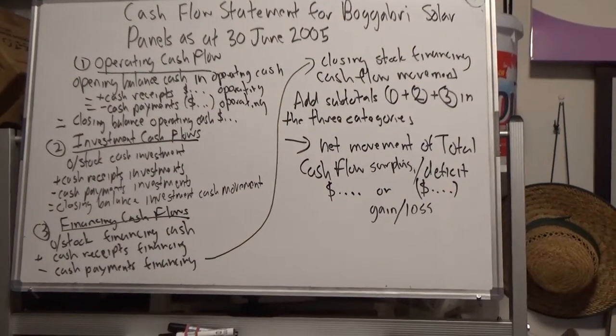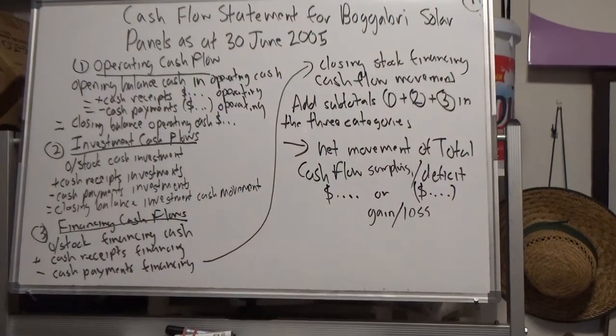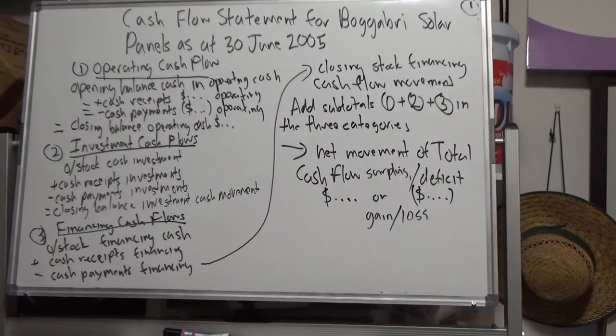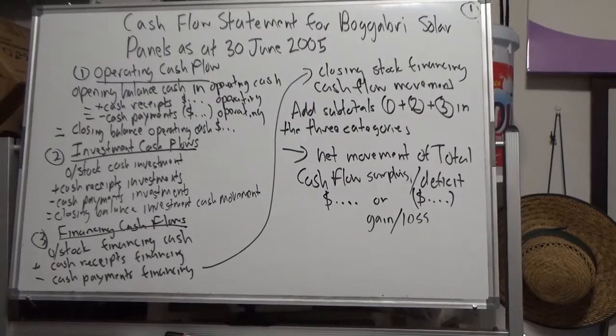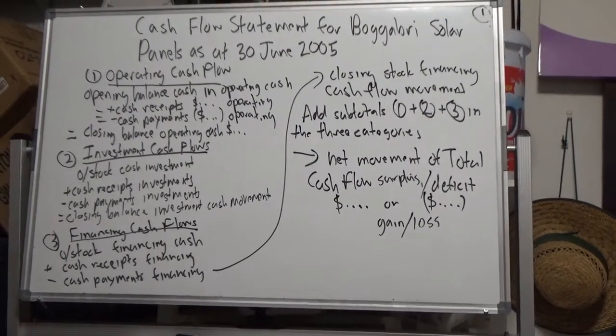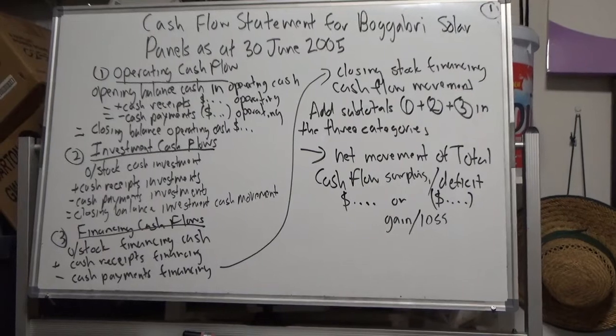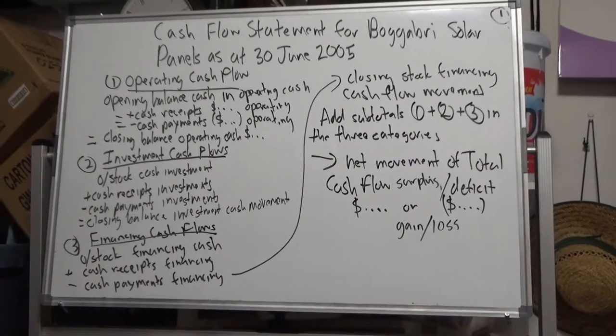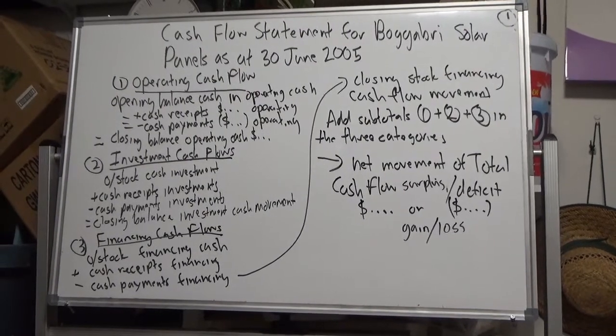So you always put a title like you do for any financial statement. Cash flow statement for Boggabri Solar Panels as at 30th of June 2005. Boggabri is in the New England area in New South Wales. Always put a title or you'll lose a mark. You start with operating cash flow.